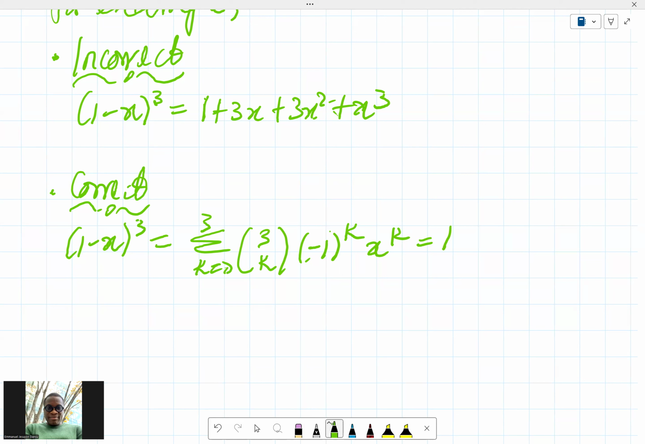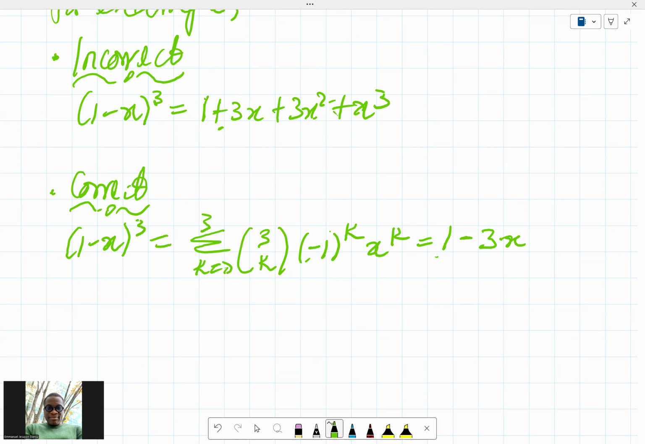Next, 3 combination 1 is 3. Now, for minus 1 raised to power k, you see the sign is minus, because minus 1 raised to an odd number will remain minus. For 0, it's positive, and for even numbers like 2, 4, 6, and so on, it's positive. So for 1, it's negative. You can easily mistake this and make it plus, like what you might have here. So 3 combination 1 is 3, then minus 1 raised to power 1 gives negative, and then x raised to power 1. That's why you now have minus 3x here.